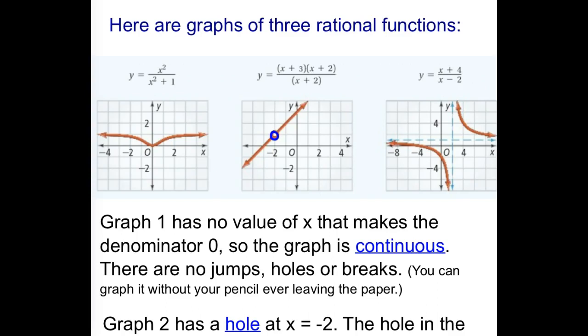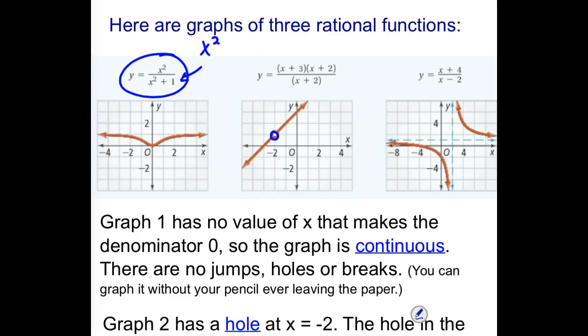So our first equation, y equals x squared divided by x squared plus 1. Different shape than we've been seeing. The description down here says graph 1 has no value of x that makes the denominator 0. So the graph is considered continuous. In other words, you could basically graph the whole thing without picking up your pencil. There are no holes in it. There's no jumps over vertical asymptotes. It's all connected.